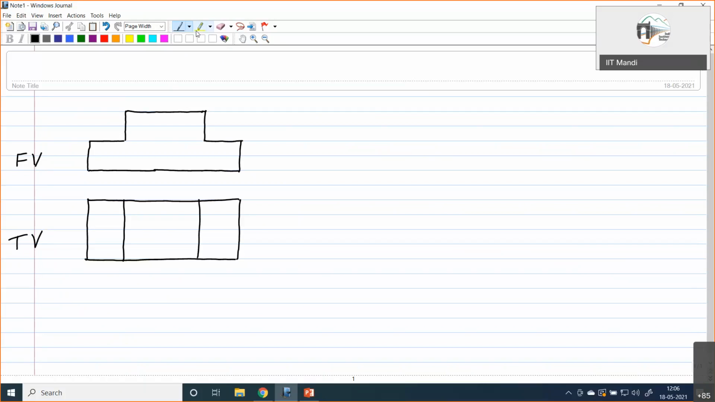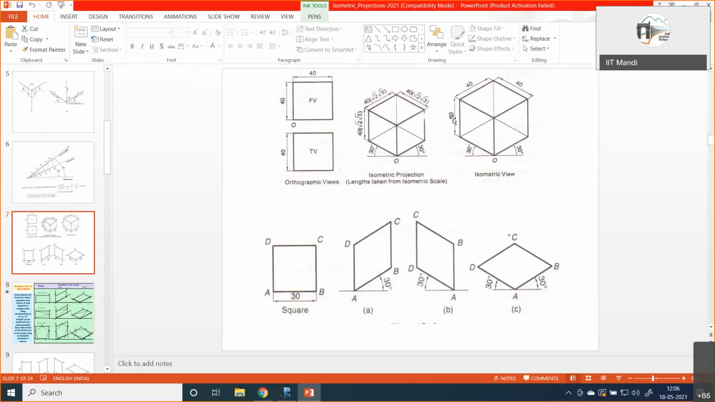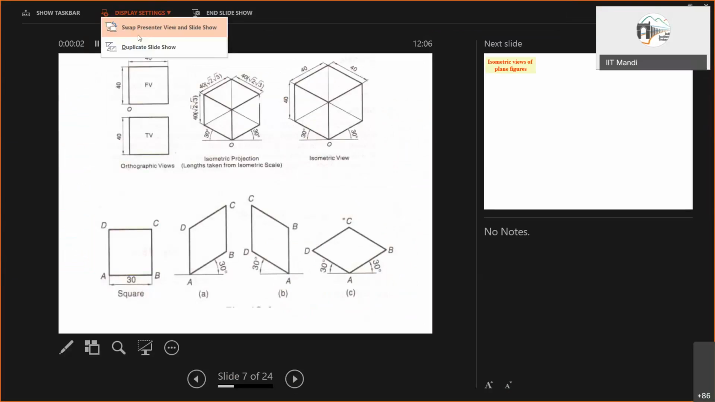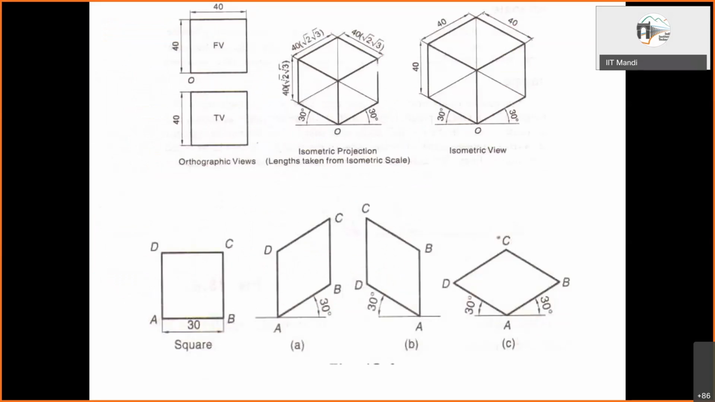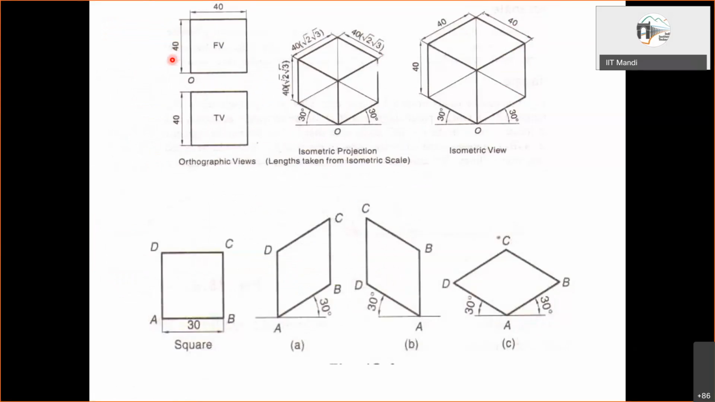Now, if we have to draw the isometric view, then first of all, as we discussed earlier also, we'll have to consider where and how it will be located. So if we go back to our slides, in this one we had considered this front view and this top view for the cube.